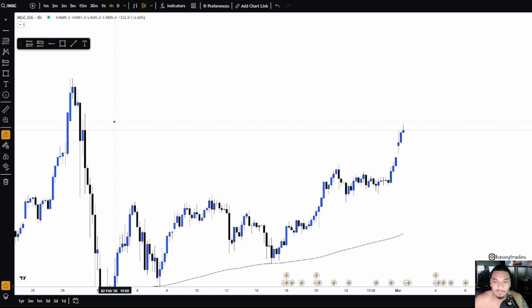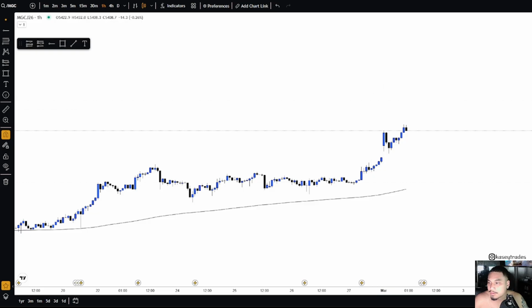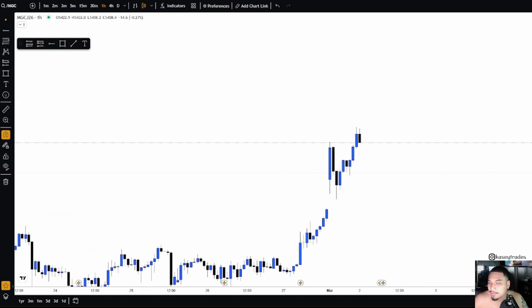So I saw we're in this 4 hour supply. It's giving me that intuition that my bias could be primarily looking for sells just because we're in this zone. I'd rather be taking a sell than a buy. But moving on, going to the 1 hour.